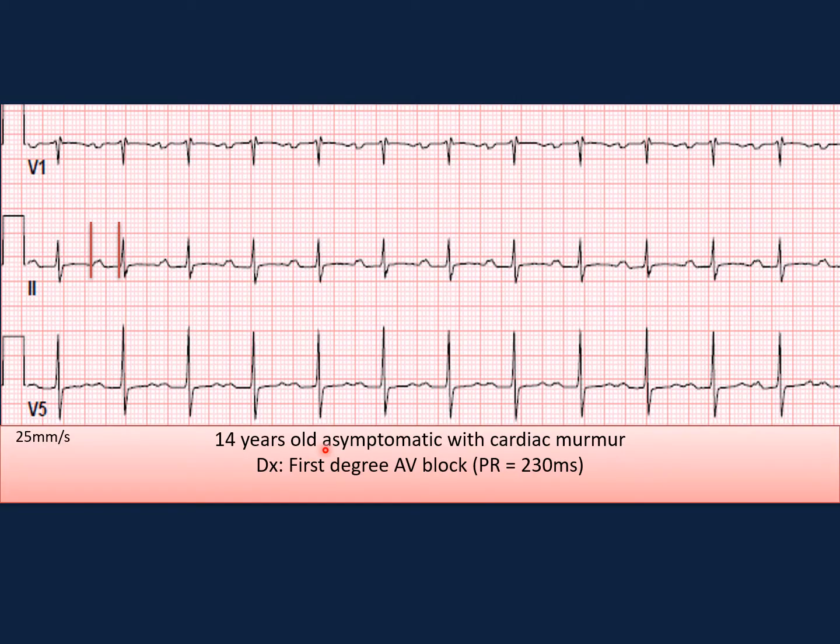This is a 14 years old asymptomatic with cardiac murmur. If we look at the rhythm strip here, the rhythm is regular. The heart rate here, divide 300 by 3, equals 100 beats per minute. If you look at the PR interval here, it is prolonged, more than 1 large square, it is 230 milliseconds, and all P waves successfully conduct to the ventricles. There is no missing QRS. So this is a first degree heart block.